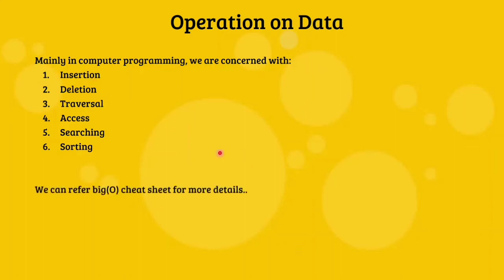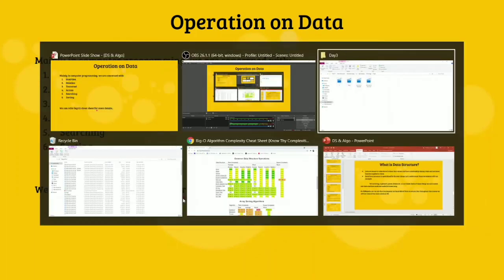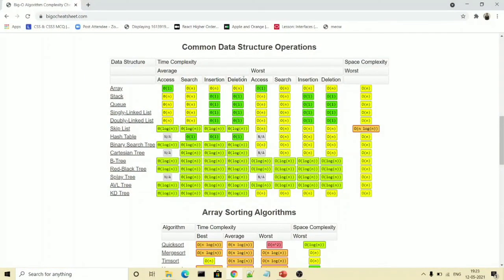After that, we have the Big O cheat sheet for more detail. So let's go to our Big O cheat sheet. Yes, here for array, stack, queue and so many data structures, we have been given time complexity in terms of average and worst case. For example, in array, the access is O(1), but in the stack, access is O(n). And in this way, for everything, the detail is given here.